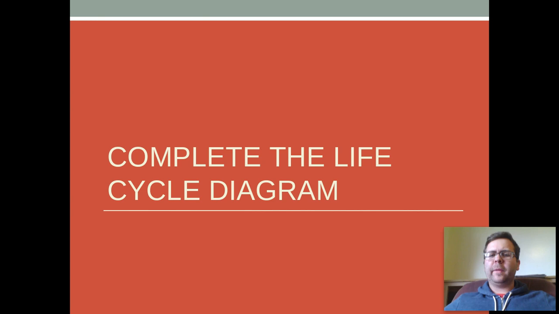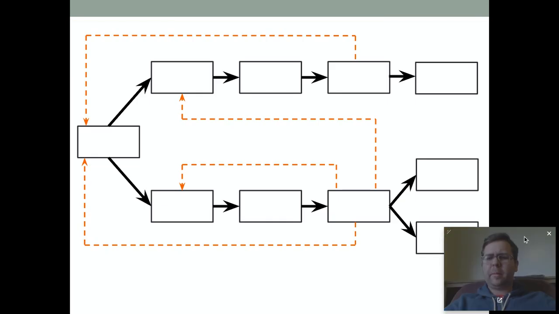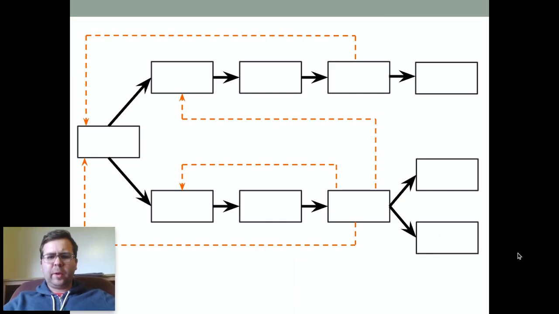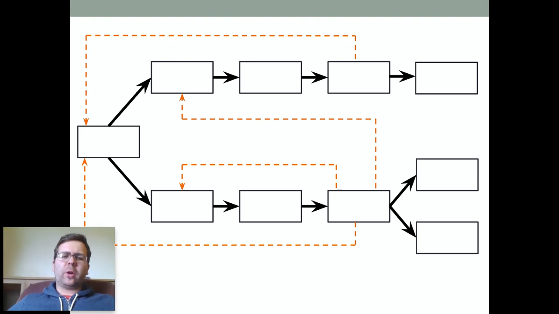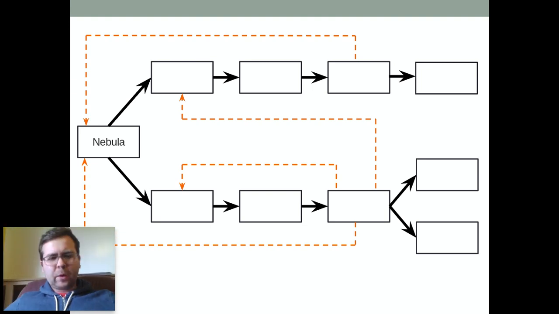So let's complete the life cycle of the stars diagram here. Let's get my face out of the way. So to go back and review, stars all begin at a nebula, right? And then from that nebula, you get low mass stars and high mass stars, the main sequence low mass stars. So from a low mass star, when a low mass star dies, it becomes a red giant.